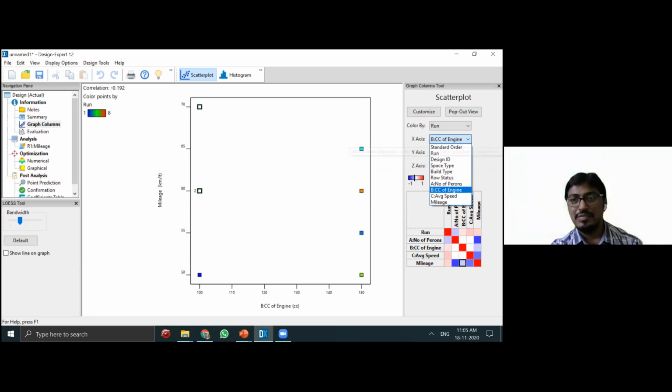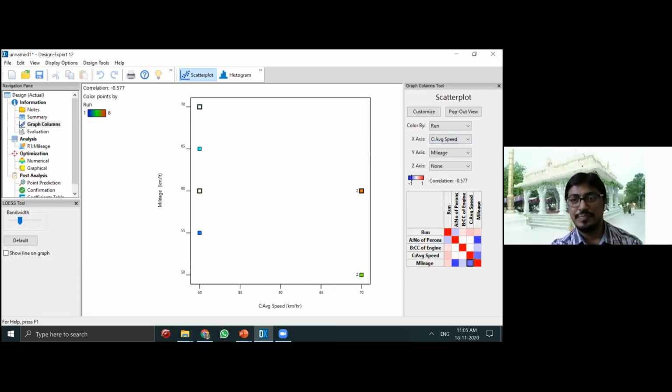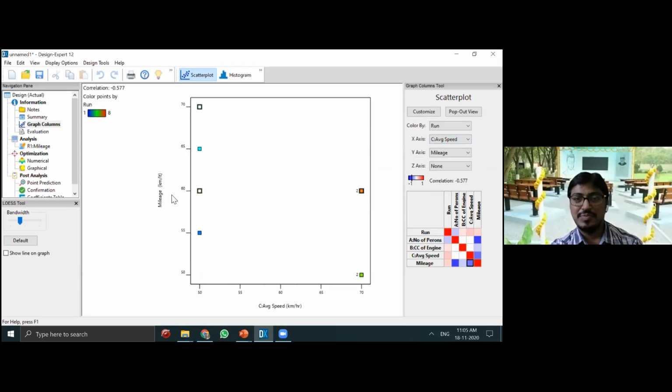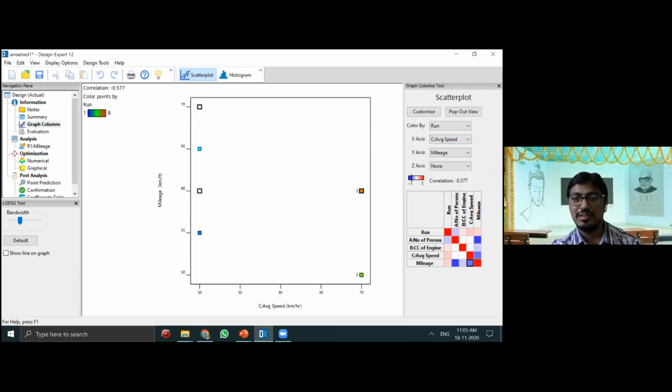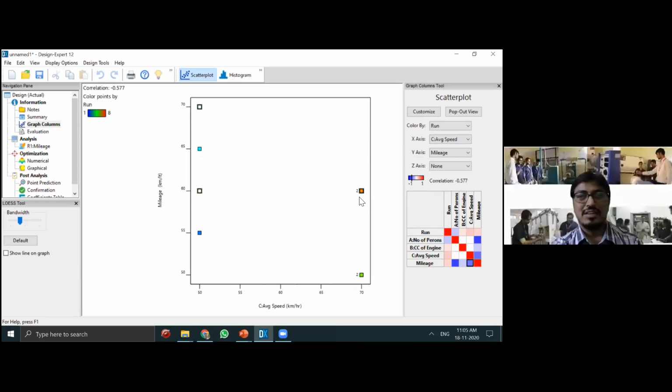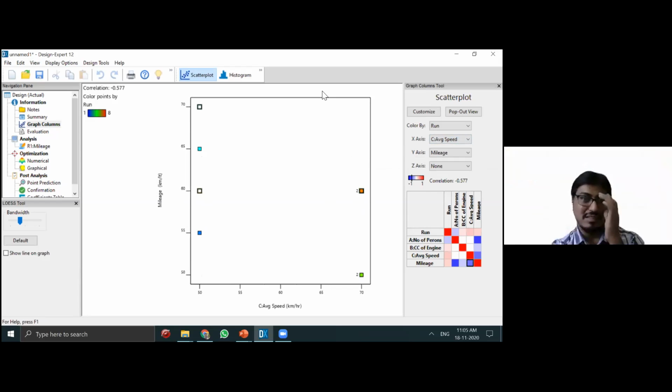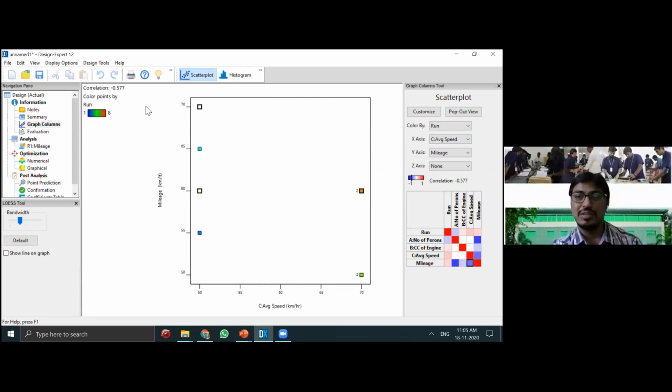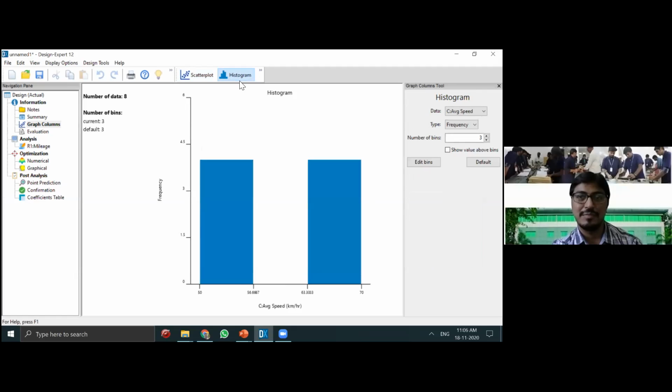Then let me go for average speed. So for average speed, when considered with mileage, we have mentioned 4 here, 1, 2, 3, 4, and at the same time at this point we have 2 values, and at this point we have 2 values. You just need to know whether the data you have entered is right or not, so you can clarify with this kind of thing.